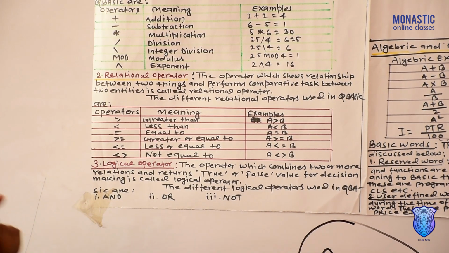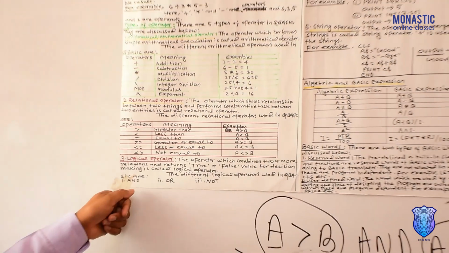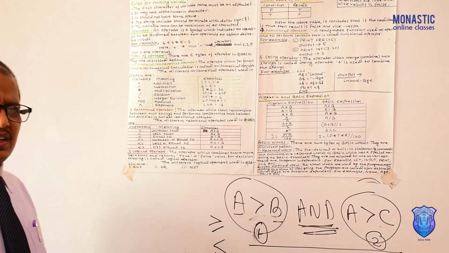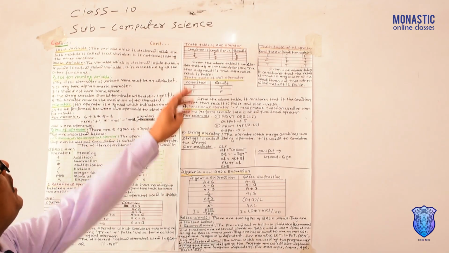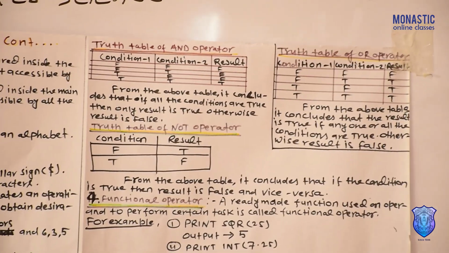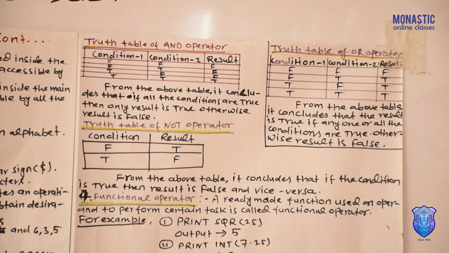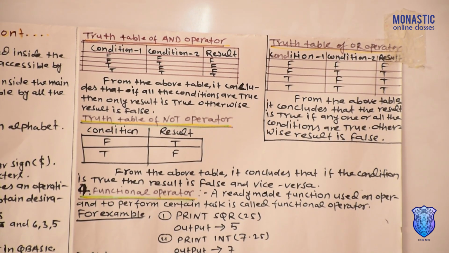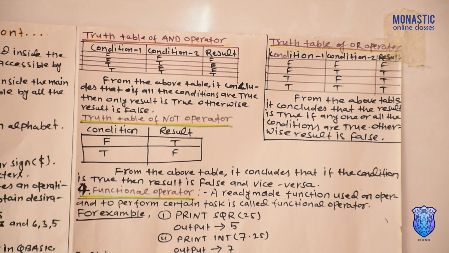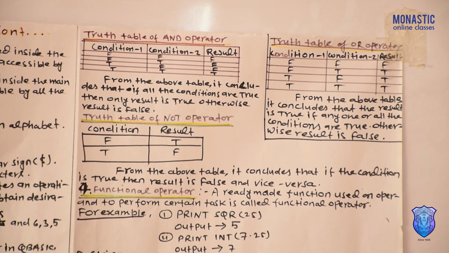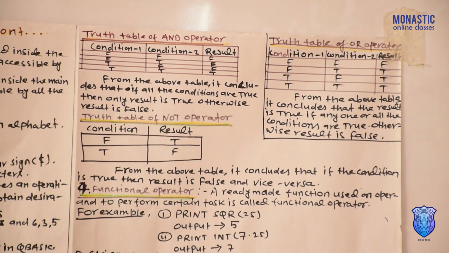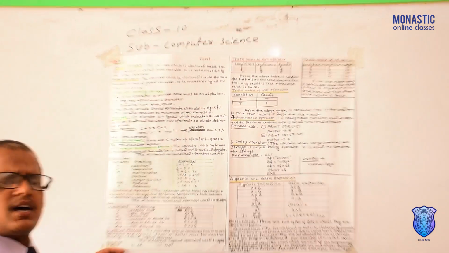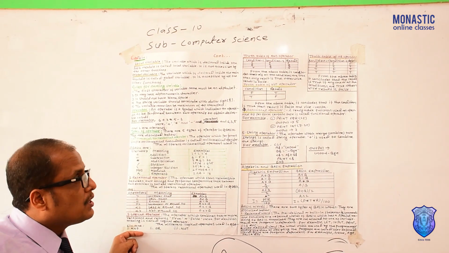There are three statements given there. The first one is the AND operator. In the case of the AND operator, there are two or more conditions, and they produce only one result, only one output. If all the given conditions are true, then only the result is true, otherwise the result is false. That is, if any one given condition is false, or all the given conditions are false, then the result is false.